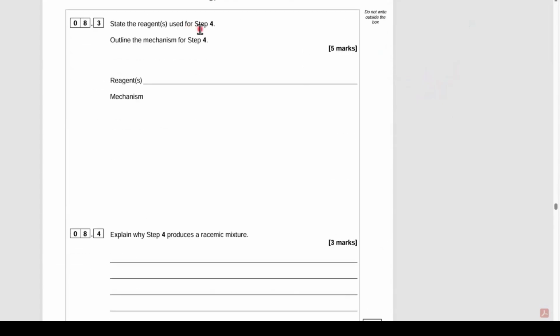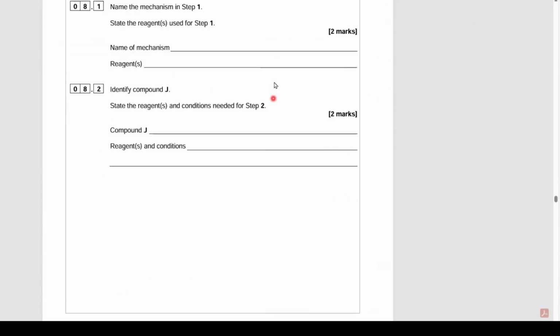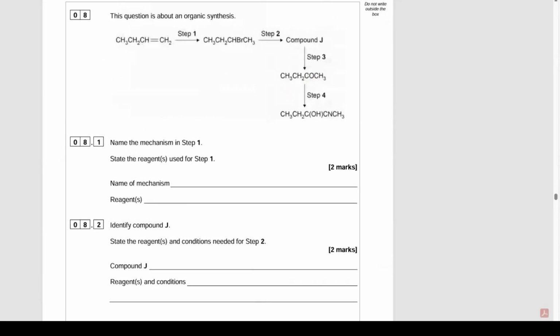Right, 8.3, state the reagents used for step 4 and outline the mechanism of step 4. This is a 5-marker. You might want to pause, grab out your pen, bust out your paper, have a go. What I'm going to do is talk you through this. So remember, this was butan-2-one, which is over here. Let's whip that out and just draw that here. So we've got the carbonyl group there. We've got all the carbons and hydrogens. I'll add them on later.